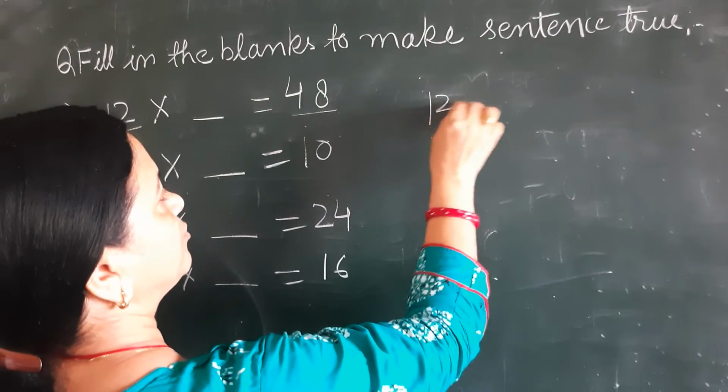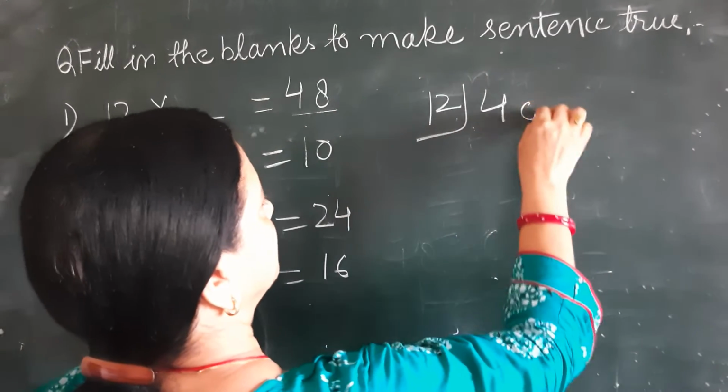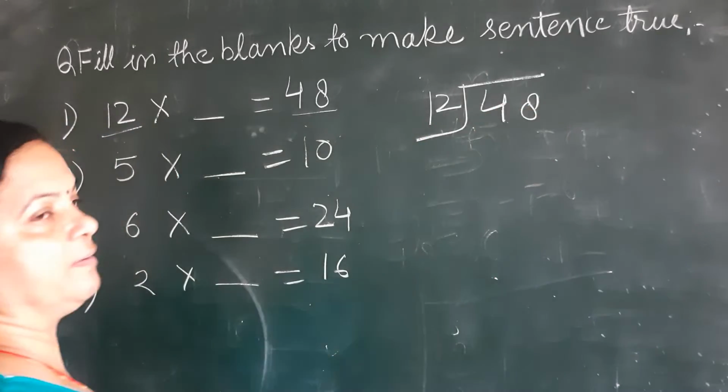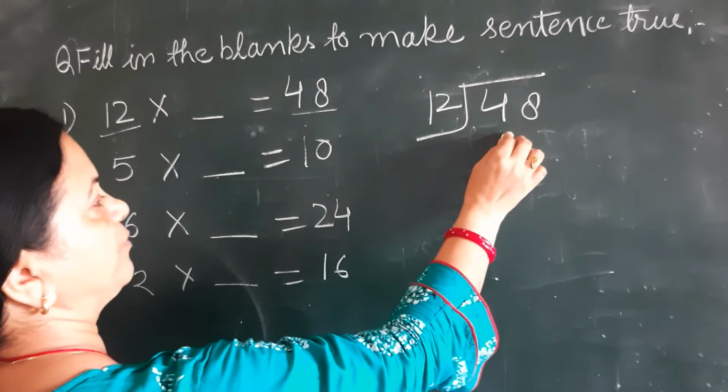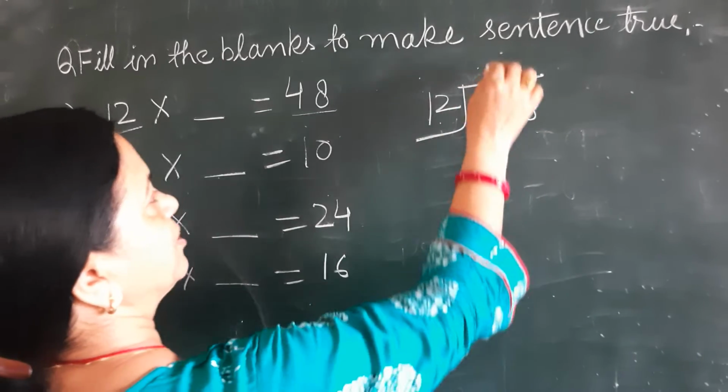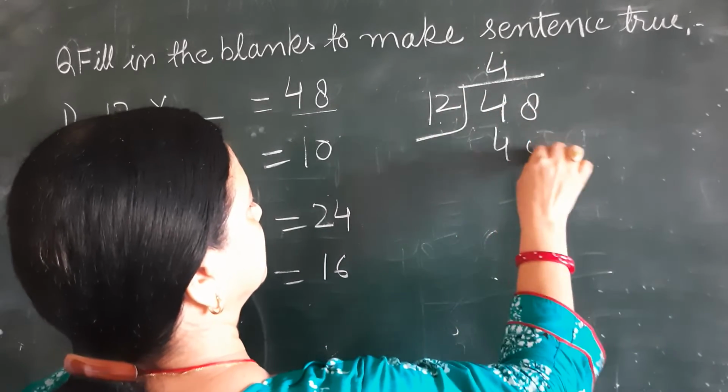So what we will do? We will just divide 48 by 12. Okay. 12 1 ja 12, 12 2 ja 24, 12 3 ja 36, 12 4 ja 48. Okay, students.